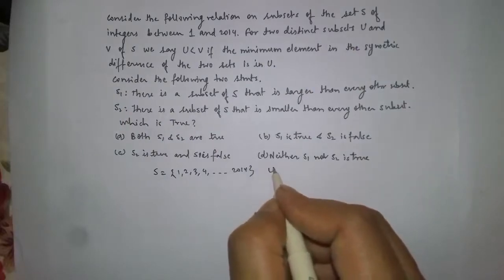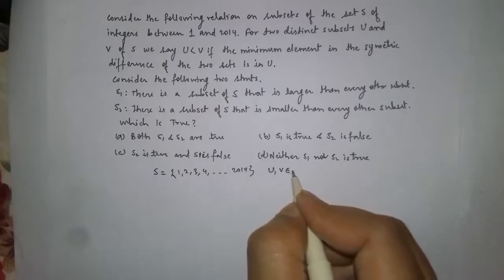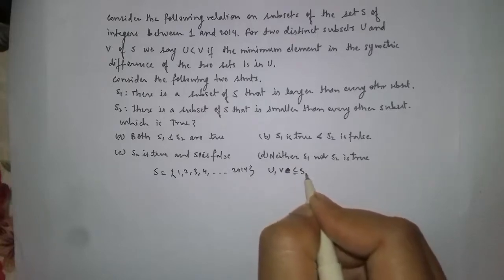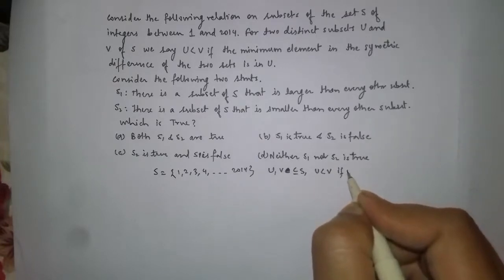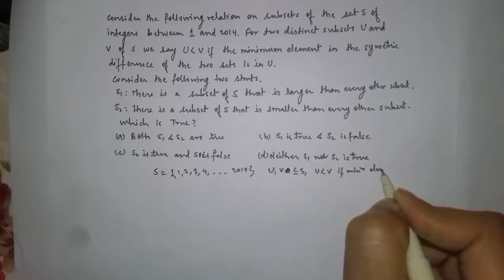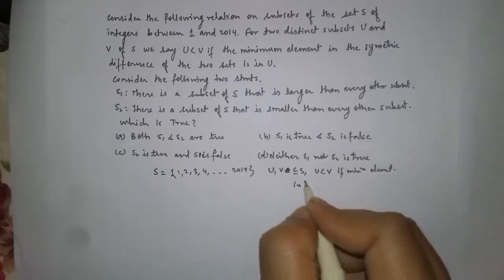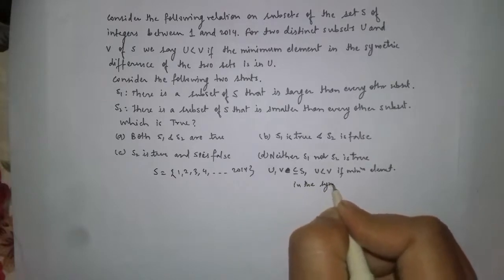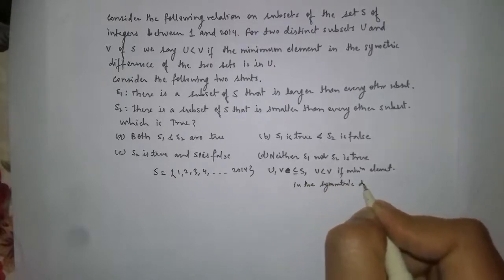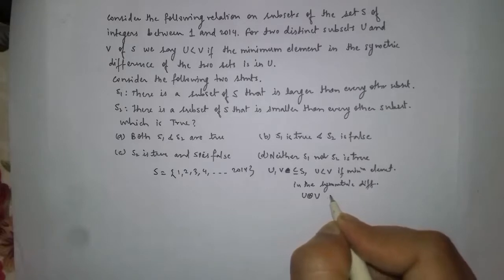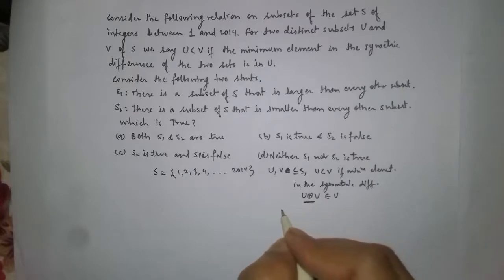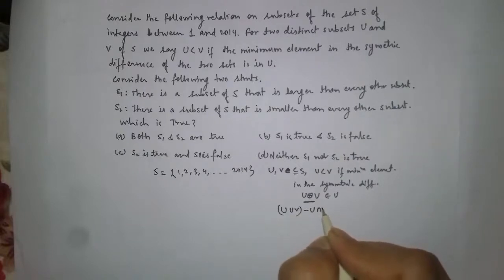For any two subsets U, V which are subsets of S, U is less than V if the minimum element in the symmetric difference, that is U symmetric difference V, belongs to U. This means that the symmetric difference is U union V minus U intersection V.